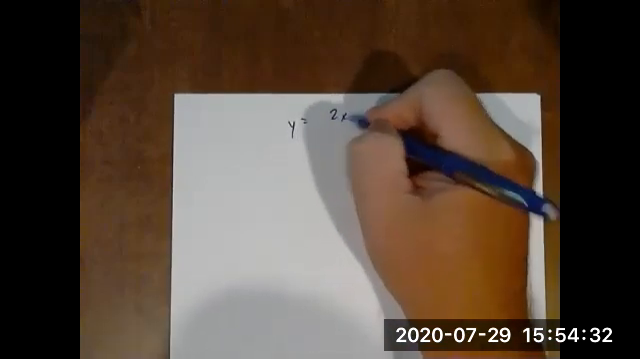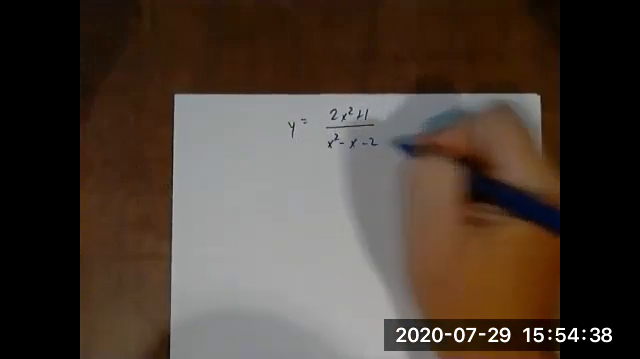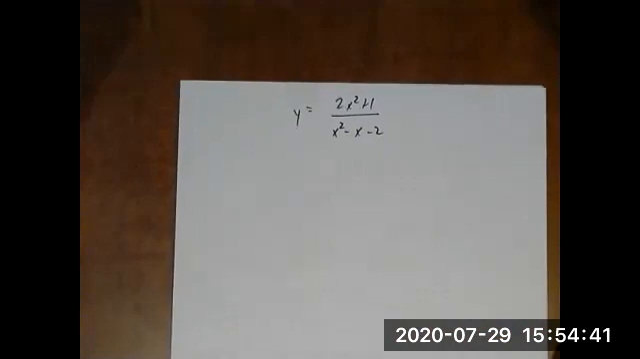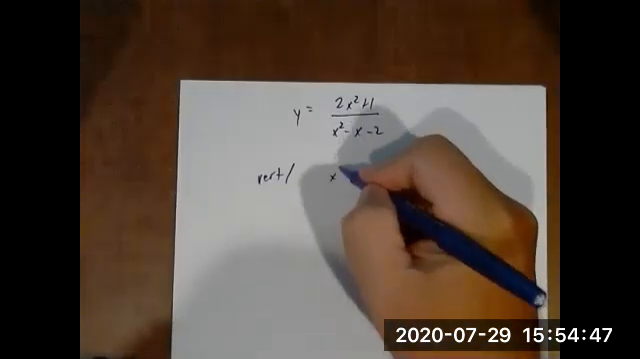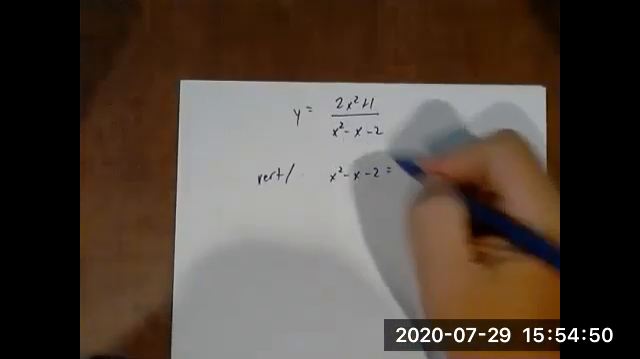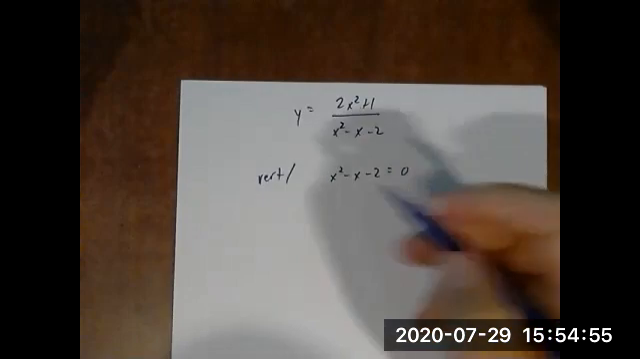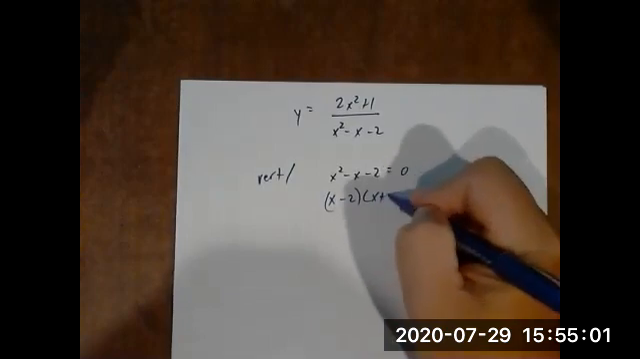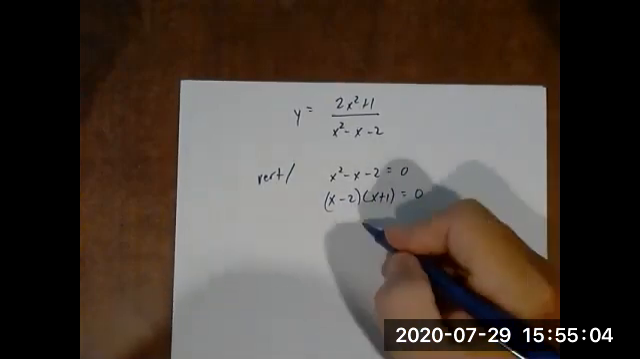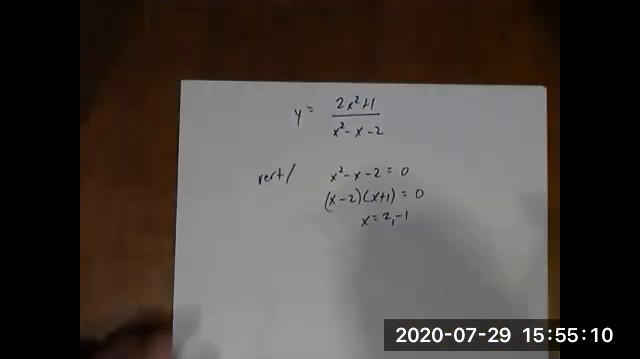How about this one? Y equals 2x squared plus 1 over x squared minus x minus 2. We're asked to find the asymptotes, both vertical and horizontal. Vertical, it's always the same thing. Take the denominator, set it equal to 0. This is a trinomial. Actually, it factors into x minus 2 times x plus 1. So when you solve it, you get 2 solutions, x equals 2 and x equals -1.